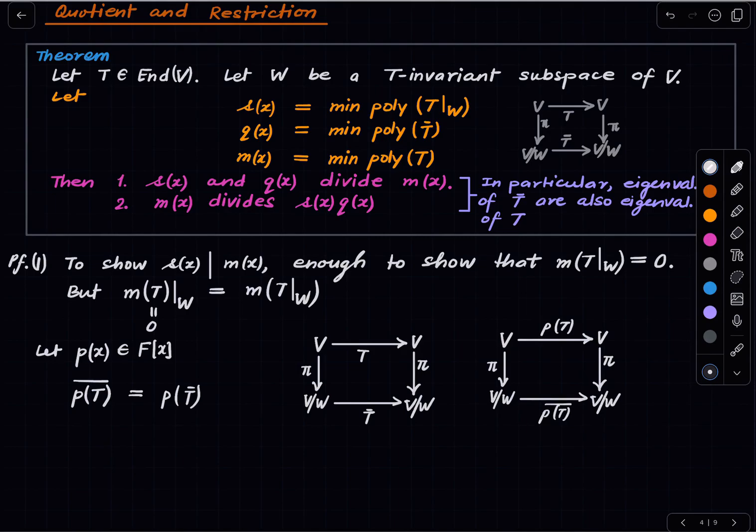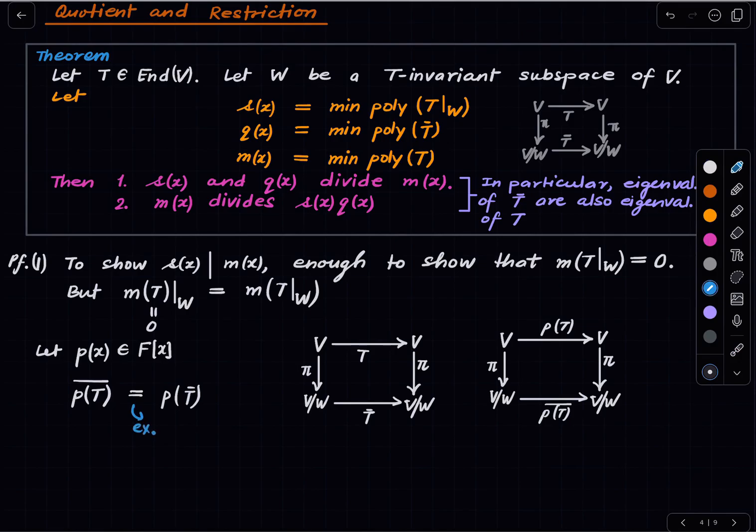Okay, so P(T) bar is an endomorphism on the quotient, while P of T bar is also an endomorphism on the quotient, and we are saying that they are the same. So take this as an exercise. Again, a very simple exercise.